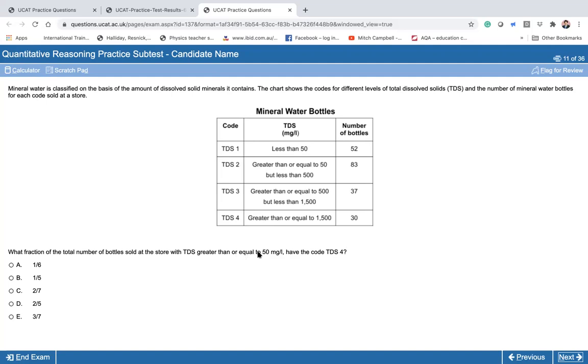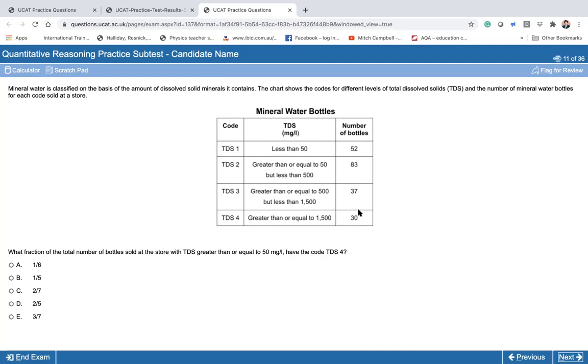So it says greater than or equal to. So how many of them have greater than or equal to 50 ml per liter? So this one is 50, greater than or equal to 50 ml per liter. So that's 83. This one is again greater than or equal to 50 ml per liter. That's 37. And of course, this one, which is 30. And they're asking you what fraction of total number of bottles sold at the store with TDS greater than or equal to 50 mg per liter have a TDS code of 4. So the number which has the TDS code 4 divided by the sum of all 3 of them.